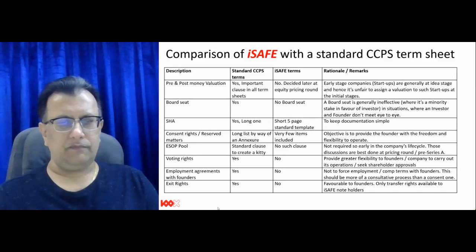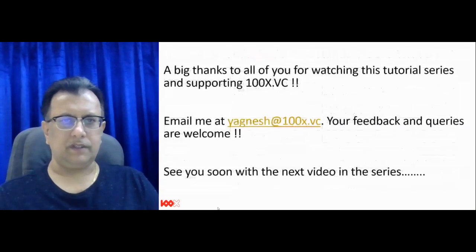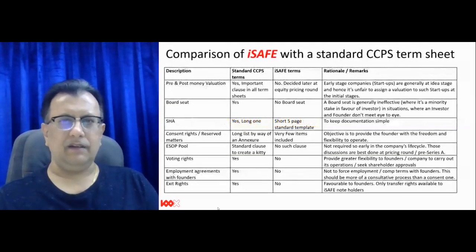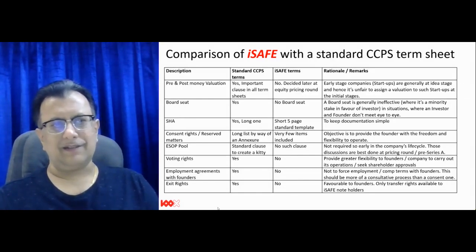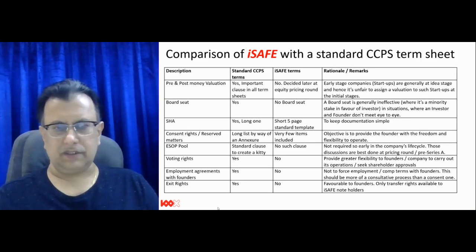In early stage, founders typically will have more than 60-70%. So we really don't understand why a board seat should really matter in an early stage deal. You can execute your rights through a consultative affair. We generally believe in that. We believe in a consultative affair with the founders, and basically that's how the whole process begins. SHA, we already discussed that. There's a long SHA in case of a standard term sheet, CCPS, which is a long one. Here, this is a 5-page document.